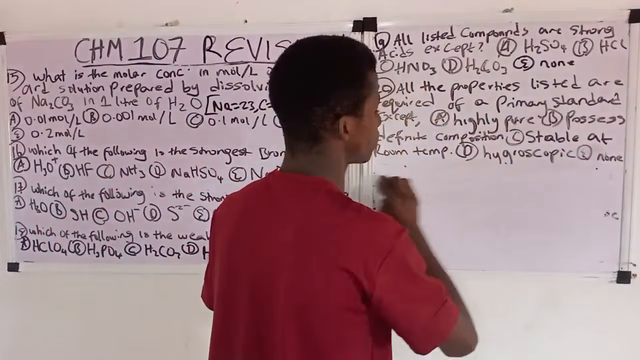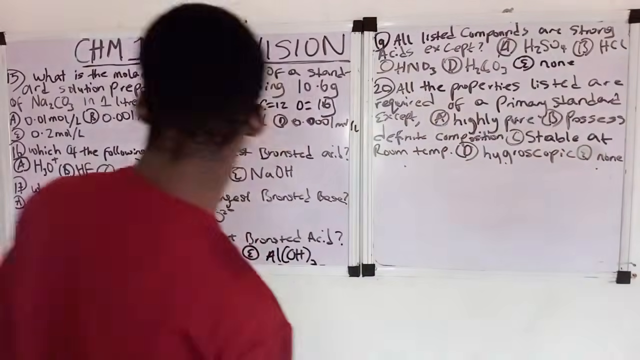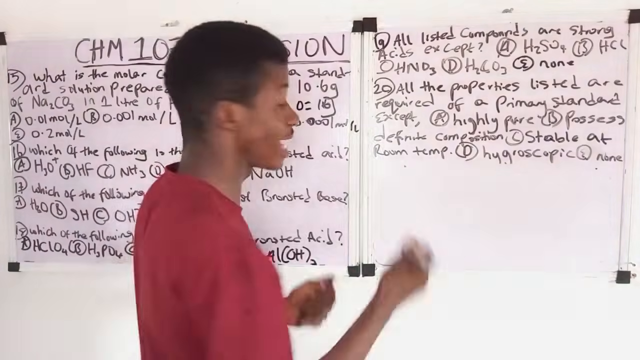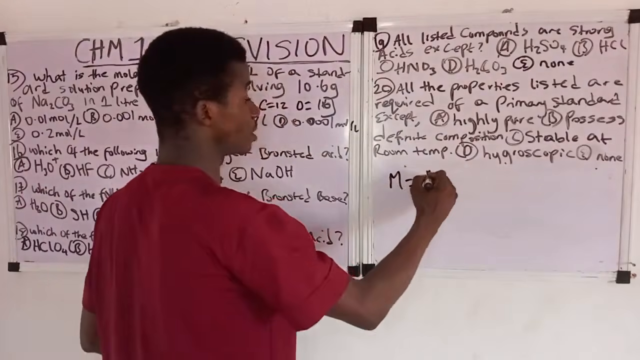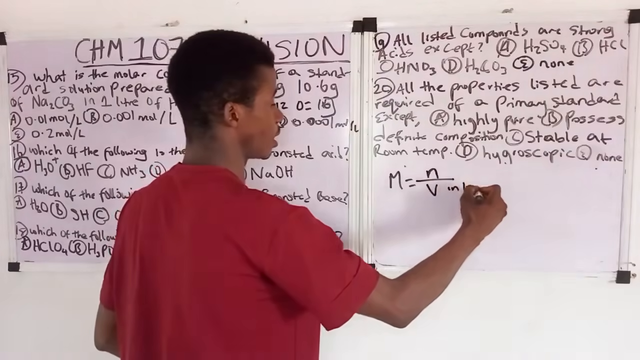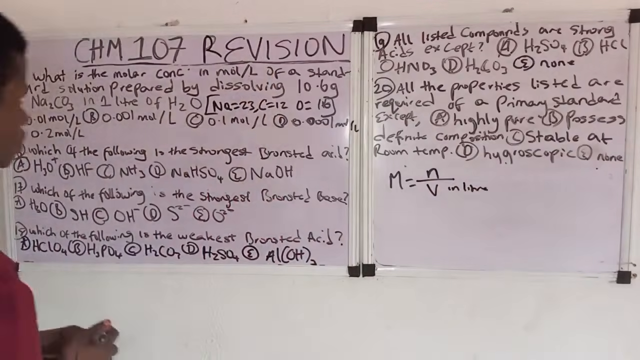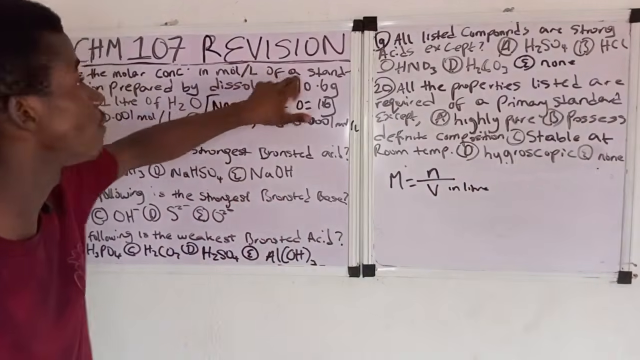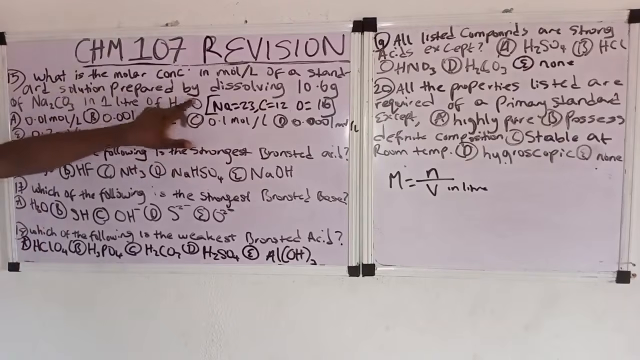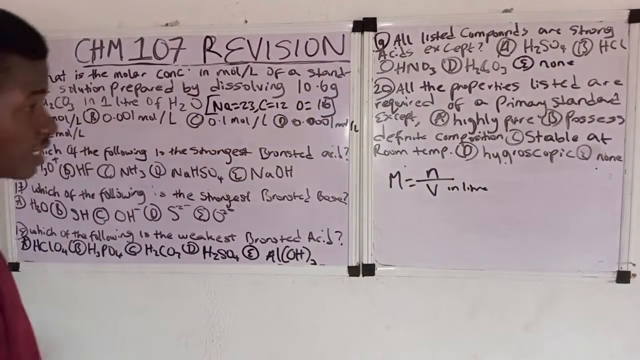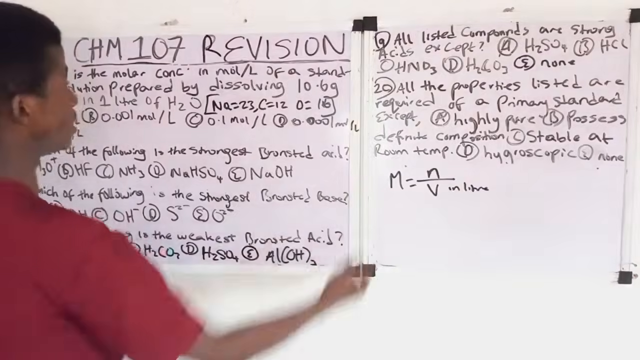So let's do the next question, which is question 15. It says, what is the molar concentration? So that is molarity, right? Yes, molarity is the number of moles of the solute divided by the volume in liters. It says, what is the molar concentration in mole per liter of a standard solution prepared by dissolving 10.6 grams of sodium carbonate in 1 liter of water? So it's very easy. We are looking for the molarity.